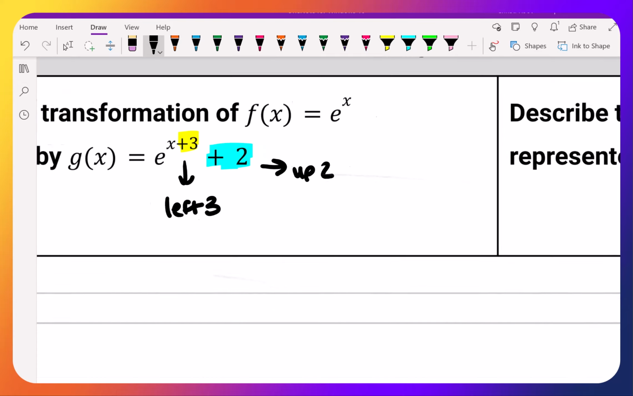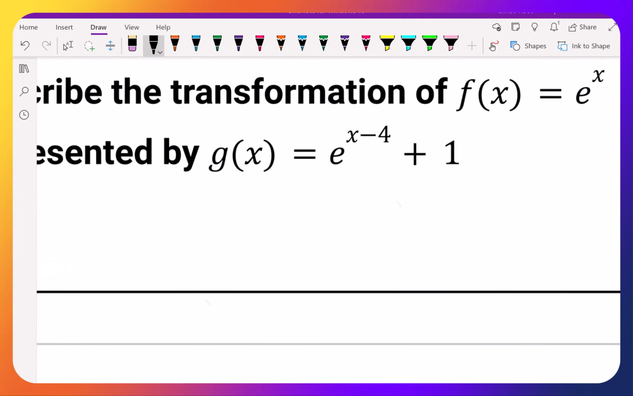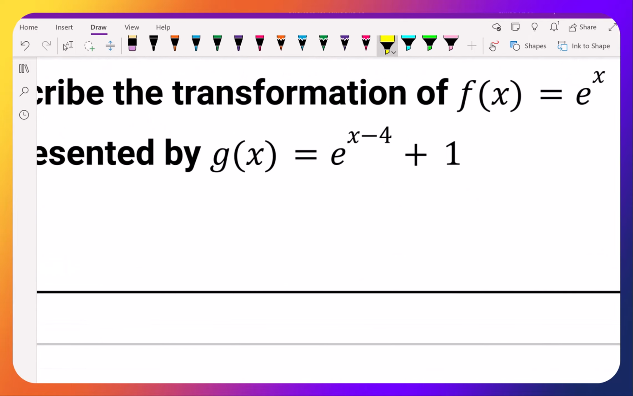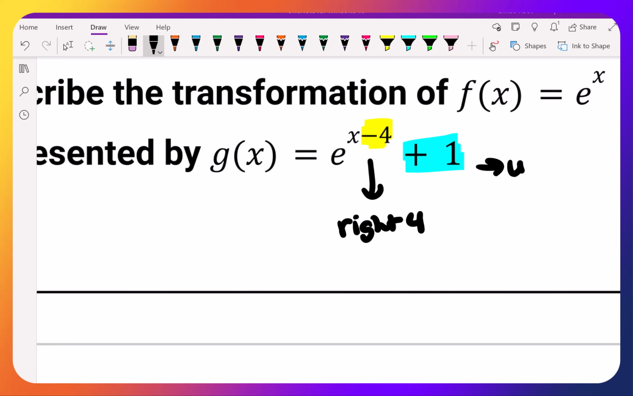Good. Okay. Same thing over here. We've got a translation to the right 4 and up 1. So right 4, up 1. So we've had a lot of practice with translating up, down, left, and right. All right, flip it over on the back. We're going to start talking a little bit more about reflections and vertical stretches and shrinks on the back.